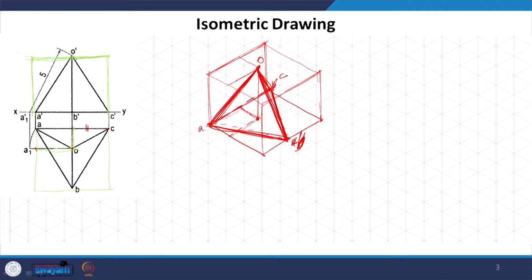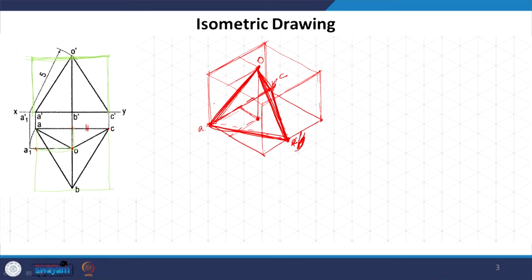So, what we did? We arrived at the other points by taking their parallel distances. We enclosed these in rectangles. We arrived at these distances, the apex and all other points, and then we just joined them. This is what we are going to do when we draw the pyramids.